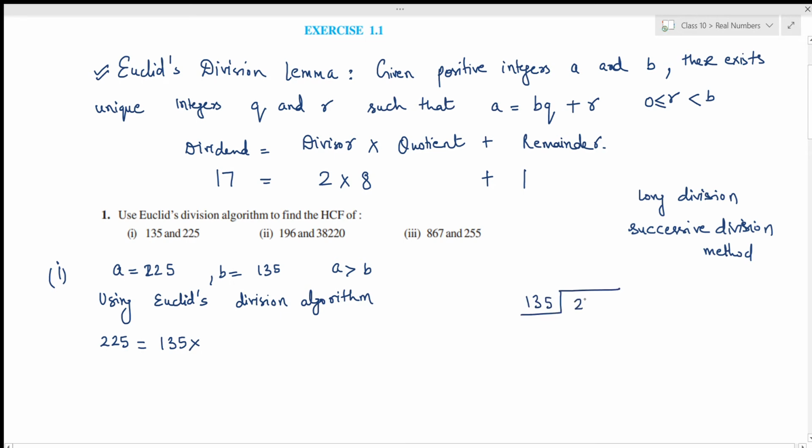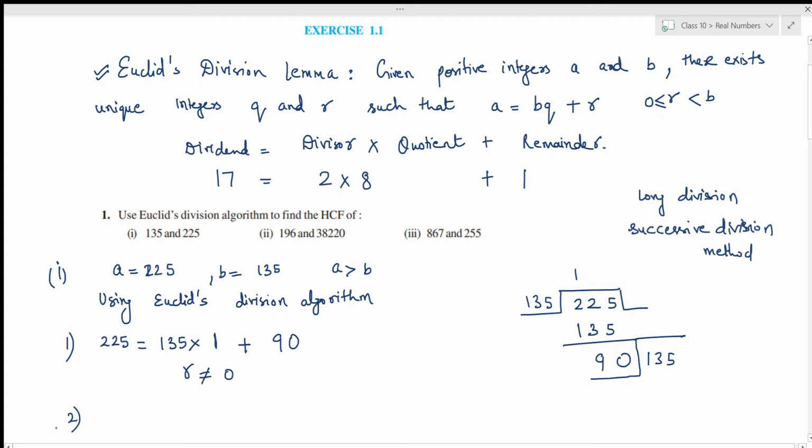When you divide 225 by this, you can go by 1. So you will get 135 only. You subtract. 12 minus 3 is 9. I will divide this by 135 again. When I multiply 135 by 1, the remainder I get is 90. So here I'll check that the remainder is not equal to 0. This was my step 1.